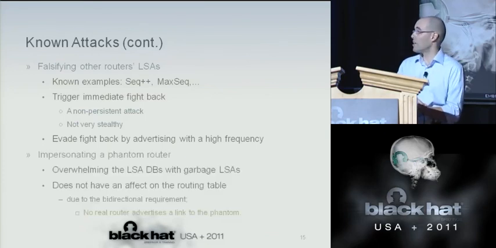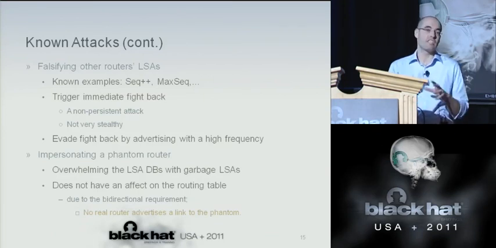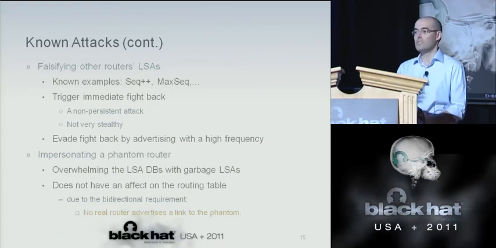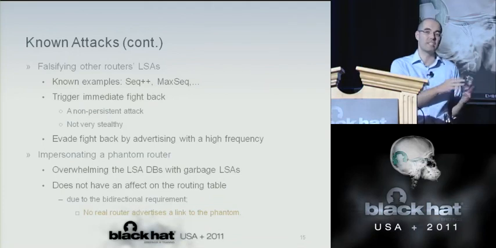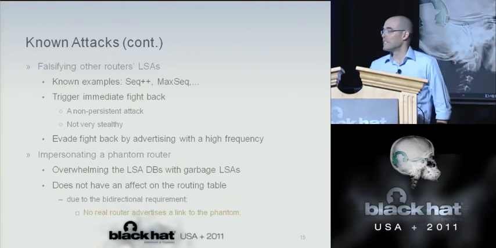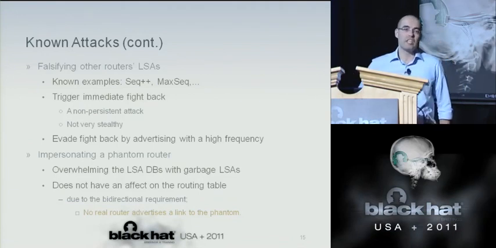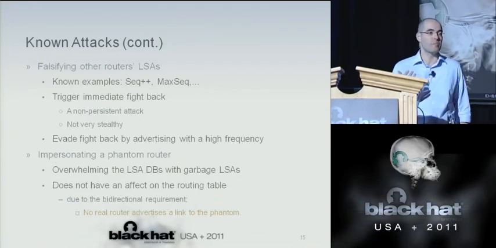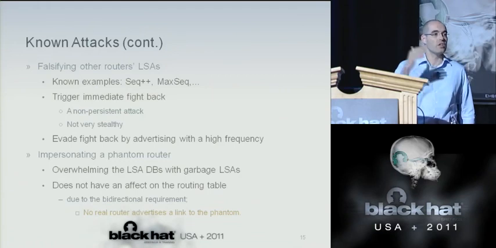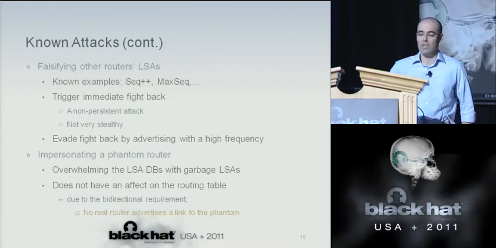Another category of attacks is impersonation of phantom routers, of non-existing routers in the autonomous system, in which case the attacker simply sends out an LSA on behalf of a router that does not really exist in the autonomous system. This is good actually for just overwhelming the database of other routers with garbage LSAs, and that's it. It's not really good for changing or influencing the routing table of other routers, again, because of the bidirectional requirement. The phantom router can advertise a link to another router, but that other router will never advertise a link back to the phantom.